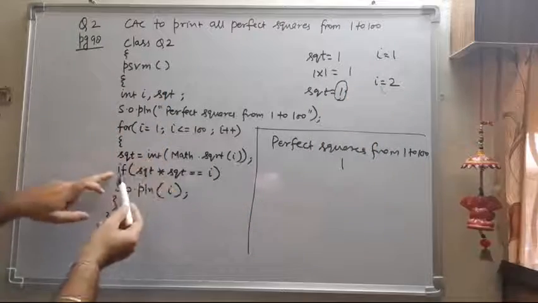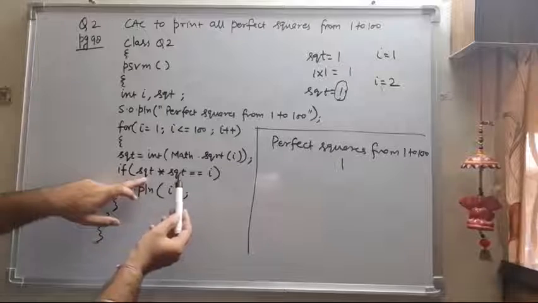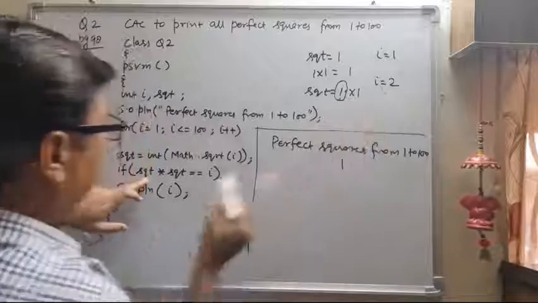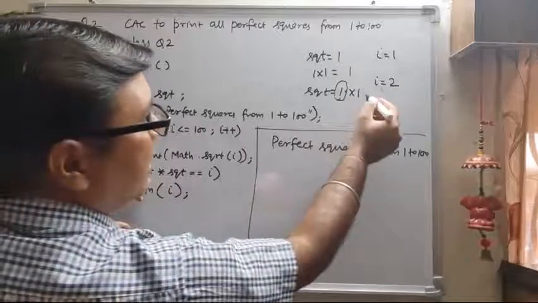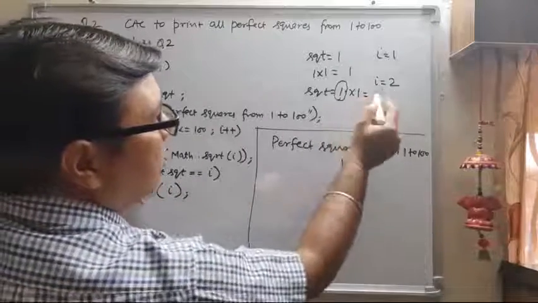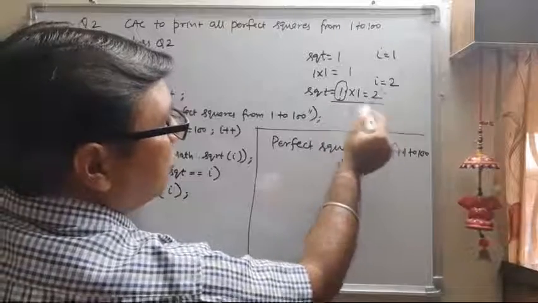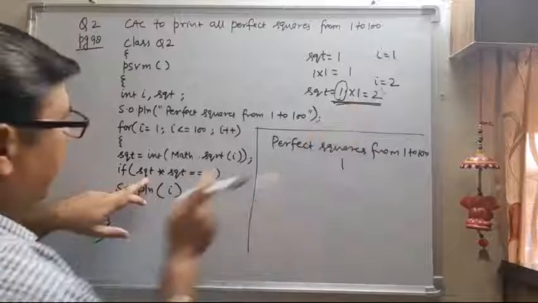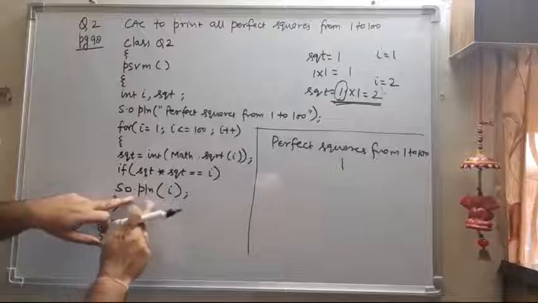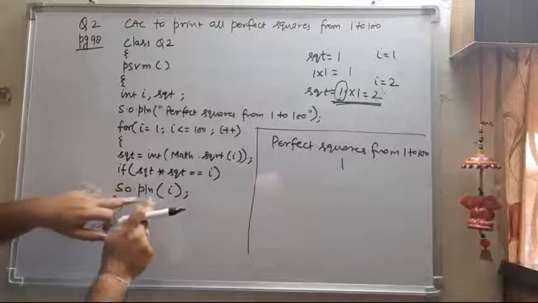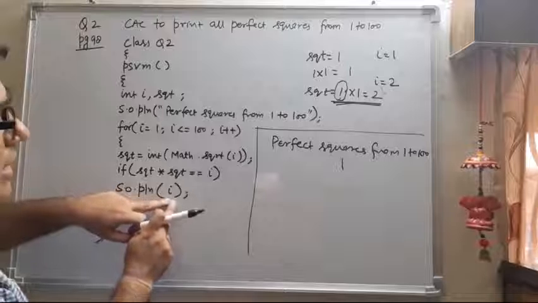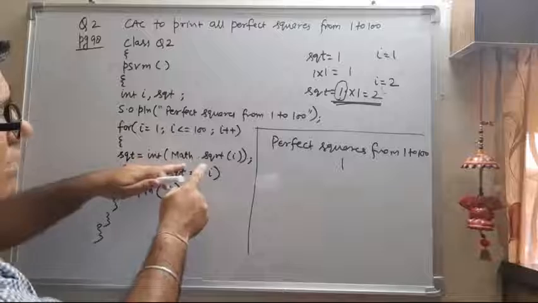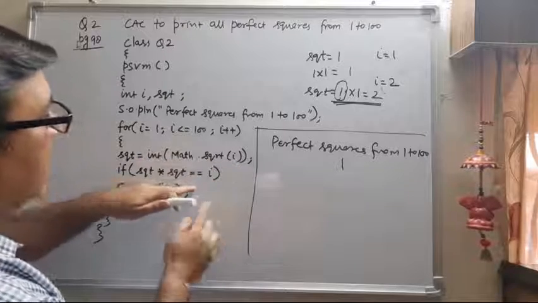Then it will check the condition: if sqt into sqt, that is 1 into 1, is equal to i. What is i? 2 is i. So is this condition true or false? This condition is false. So this will not be printed on the screen. SOPLN will not be executed because this condition is false. So this 2 will not be printed on the screen. Next time it will become 3. So it will again check, and 3 is also not printed on the screen.